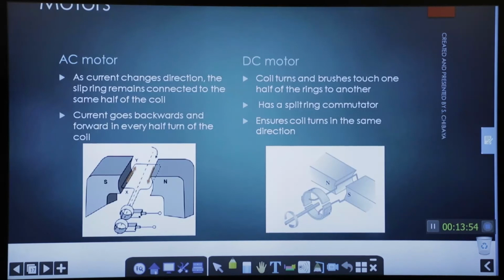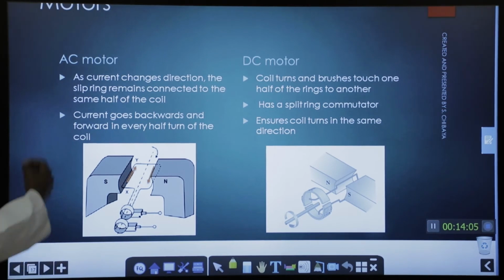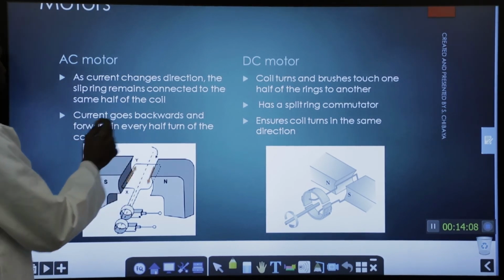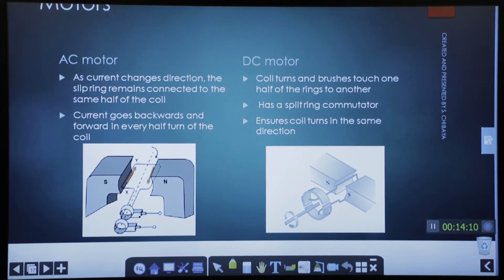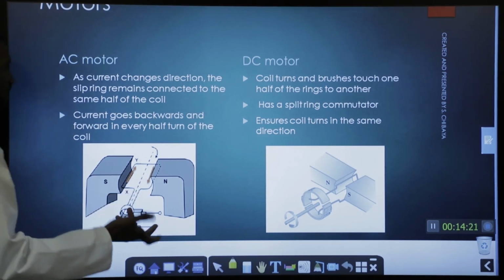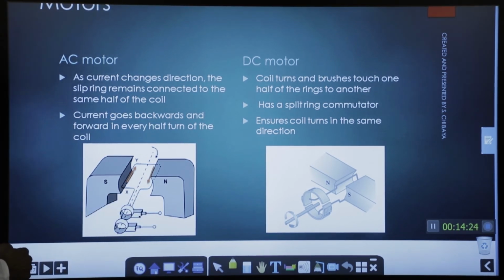Okay. Motors, on the other hand, I need an example of a motor. Motor, as current changes in direction, we've got an AC motor, all right? The slip rings remain connected to the half part of the coil. Current goes back and forth, all right, at every turn, okay? So what happens to the motor is that it goes back also and forth, all right, like our starter's motor.